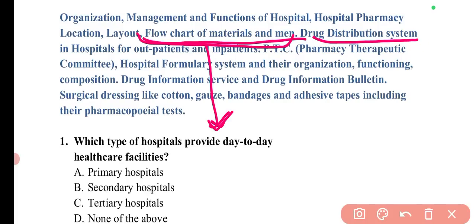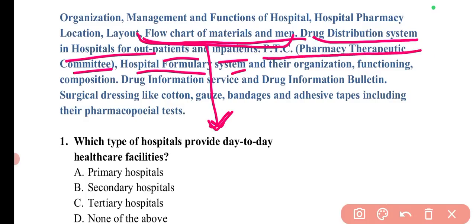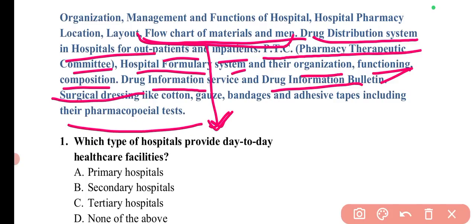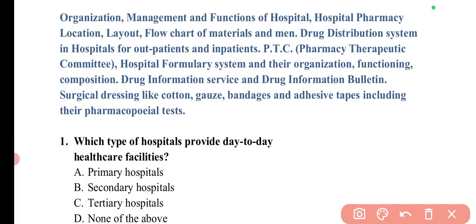Then there are several drug distribution systems in hospitals for outpatients and inpatients. Then pharmacy therapeutic committee, hospital formulary system and their organization, functioning, composition, then drug information services and drug information bulletin, and several surgical dressings according to their pharmacopoeial tests. So these are the different subtopics that will be included in this particular video.